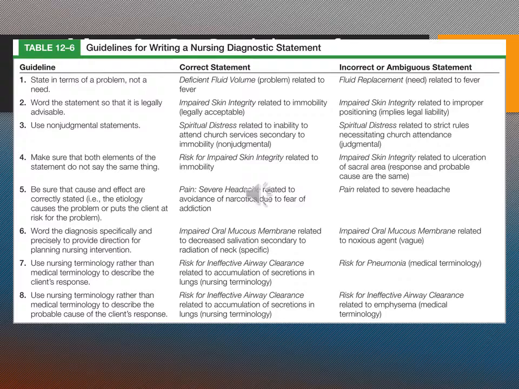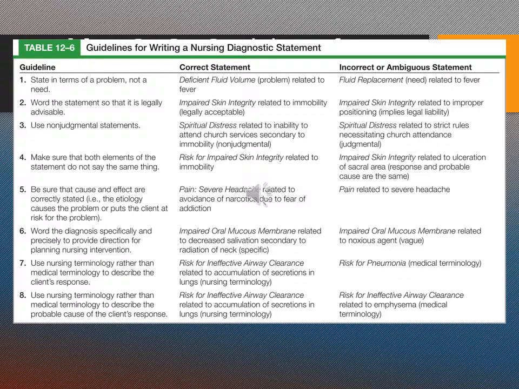Now, if we were to say someone had impaired skin integrity, so we're saying they probably have a wound or skin breakdown, related to improper positioning, well, who positions the clients? Generally the nurses, the nursing assistants. So that really implies legal liability. They really could have come into the hospital with skin breakdown that had nothing to do with our positioning. So what is it really related to? It's related to the fact that they can't move themselves and they're immobile.